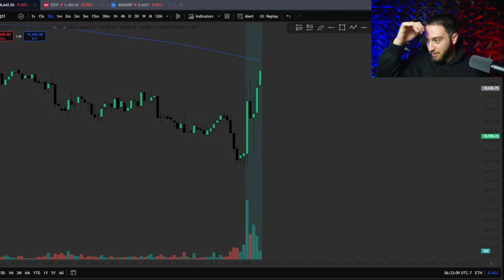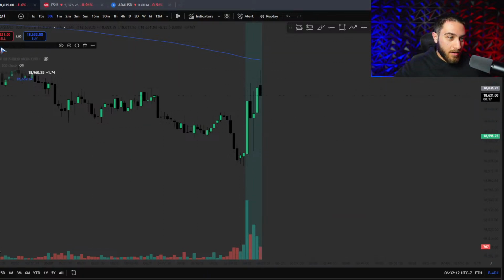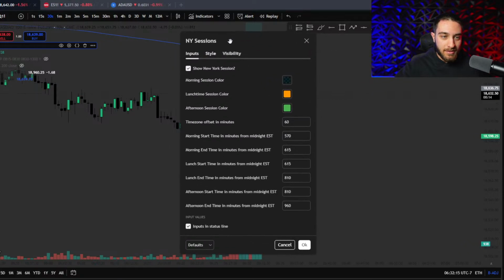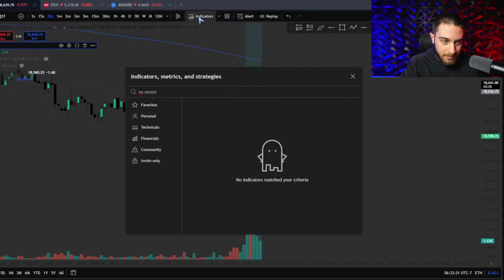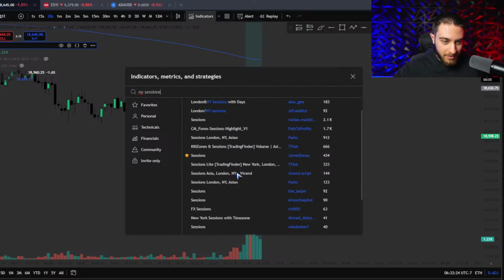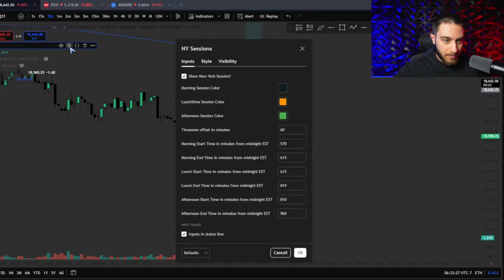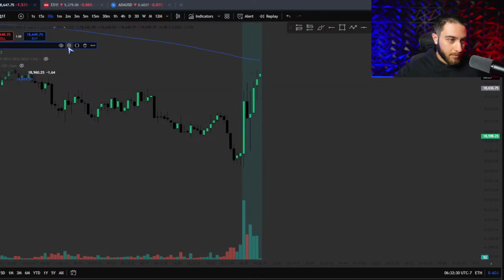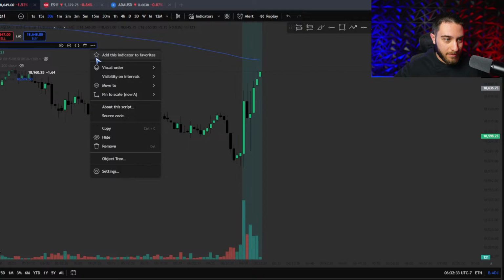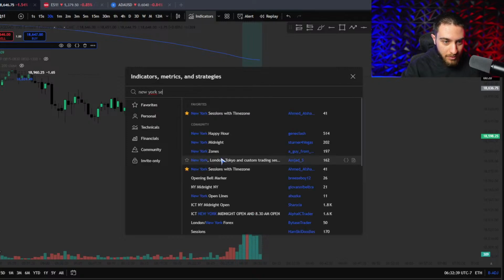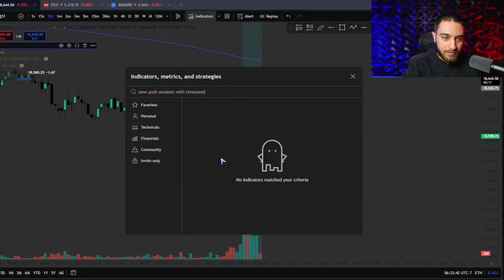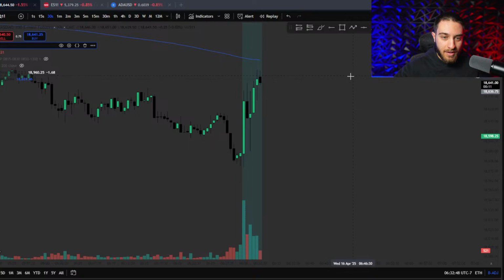What's the indicator for your session? The blue zone and the orange zone. It's called NY Sessions, New York Sessions, and I don't even know which one it is, bro. Honestly, I don't know the full name of it. It's called New York Sessions with Time Zone. Add that and then configure it to whatever time zone you're in and adjust it, and then you're Gucci.